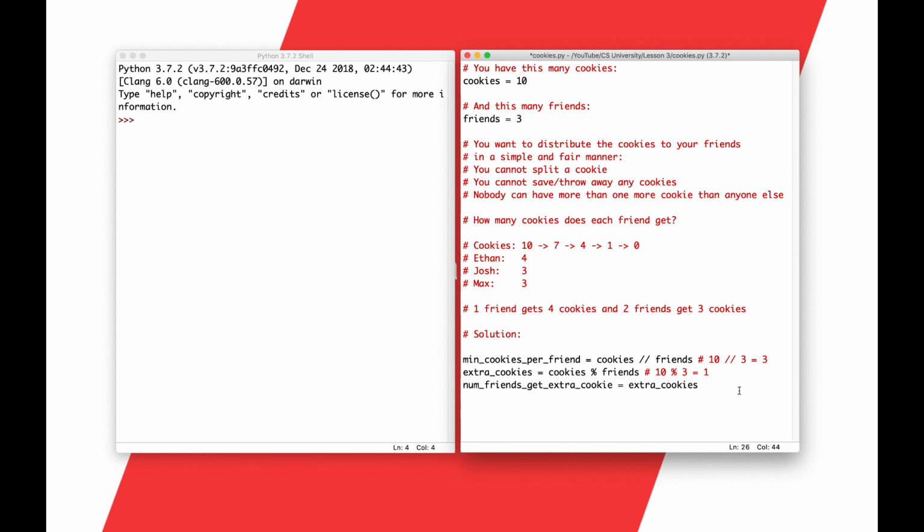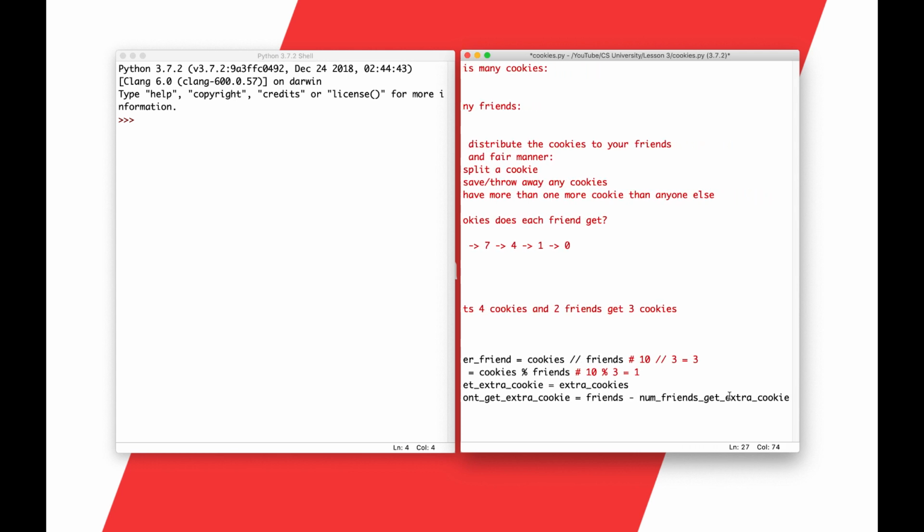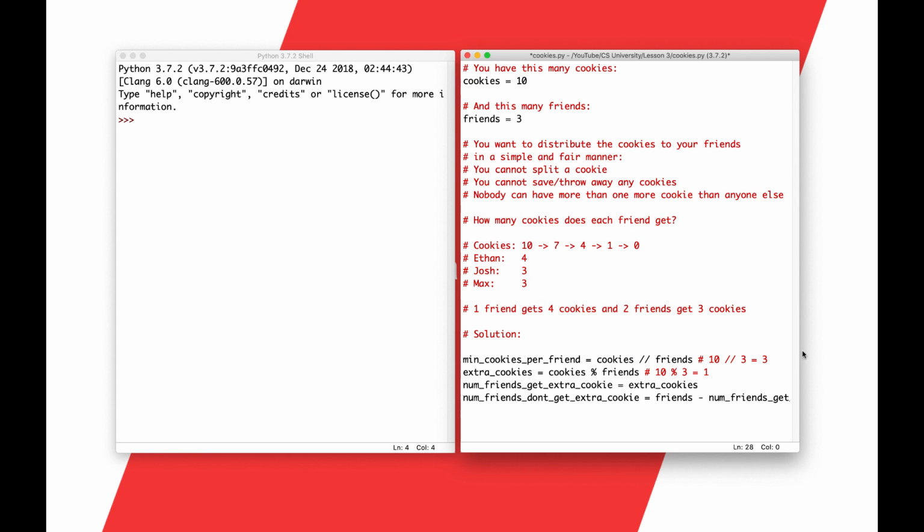How many people don't get an extra cookie? Well, that one's really simple. It's just the total number of friends minus the number of friends that do get an extra cookie. Right, so we'll just say num friends don't get extra cookie is equal to friends minus num friends get extra cookie. Okay, I guess this is a bit long. I'll give you that. But I think it sort of helps demonstrate the point. So the number of friends that don't get an extra cookie is just the total number minus the ones that do, and that should be obvious.